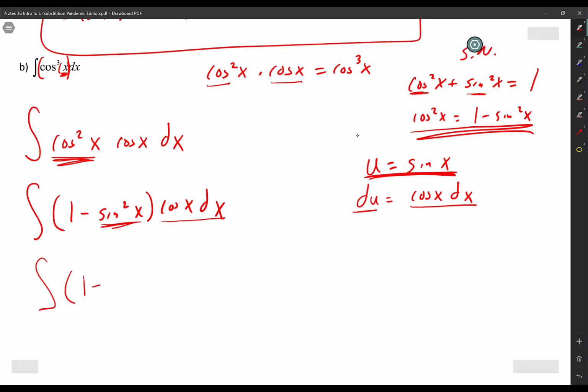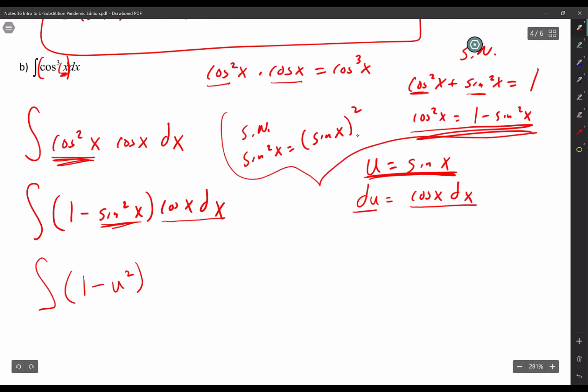Sine x. 1 minus u squared, because, okay, just in case, side note, sine squared x means sine x with a square on the outside like that. So I hope that we know that, guys. So that's continuing your side note. Well, all right.